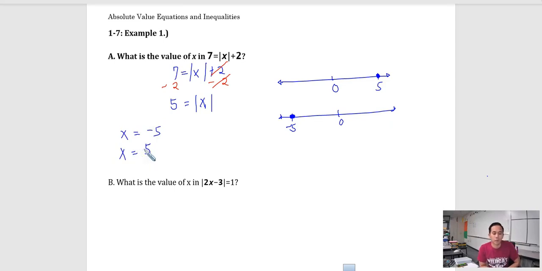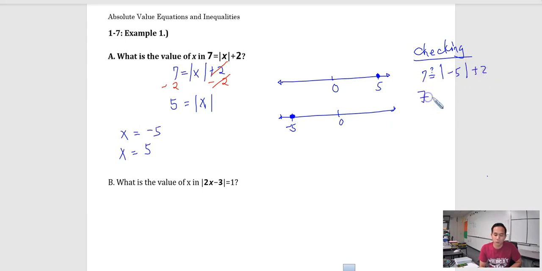If you are going to check your answer, you just plug in. So 7, is that equal to the absolute value of negative 5 plus 2?